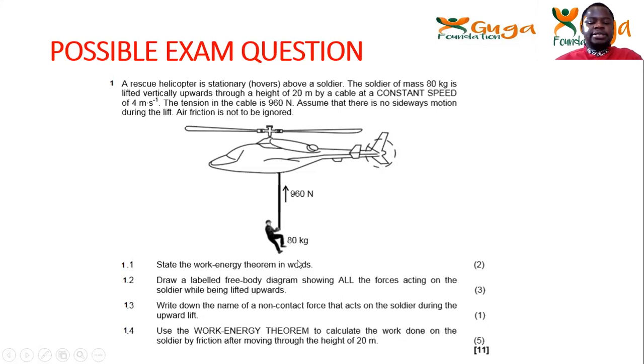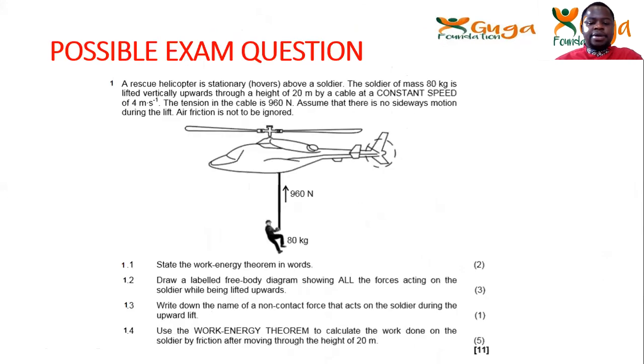Now you can state the work energy theorem: the work net is equal to the change in kinetic energy. You can draw the free body diagram. You can write the non-contact forces, gravitational force. This is just simple. You can use the work energy theorem to calculate the work done by air friction on the soldier after moving through a height.